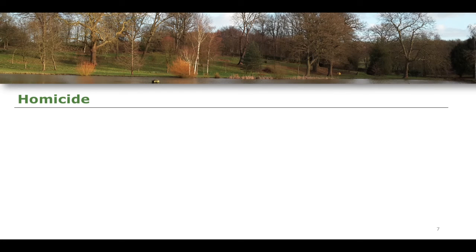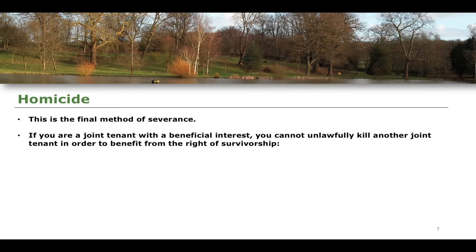The final method of severance is therefore homicide. This final method of severance essentially tells us that if you are a joint tenant with a beneficial interest, you cannot unlawfully kill another joint tenant in order to benefit from the right of survivorship. Remember, under a joint tenancy, the right of survivorship will apply, and it will inform us that where there is the death of one of the joint tenants, the other joint tenants may take up that property.